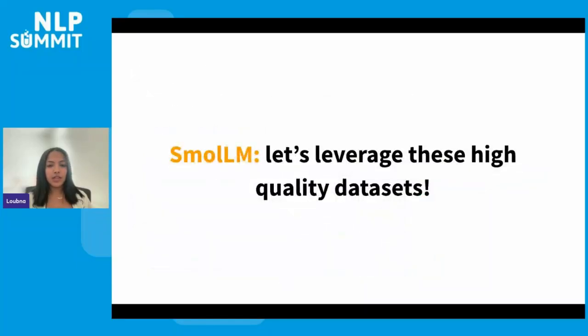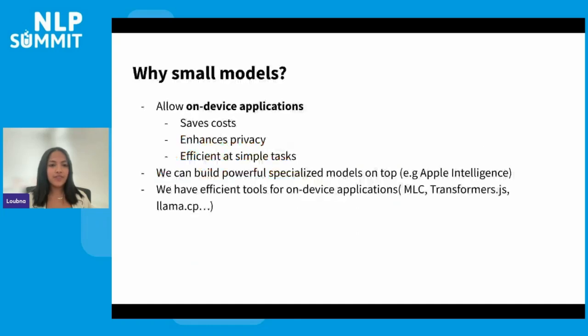Now let's talk about SmolLM, and let's see how we leverage these datasets to build small models that are very high quality. The reason we decided to train small models is that they give very good on-device applications, which allow to enhance privacy and save costs. And we can see, for example, with the Apple Intelligence models that they were able to build very specialized models that can run efficiently, for example, on iPhones.